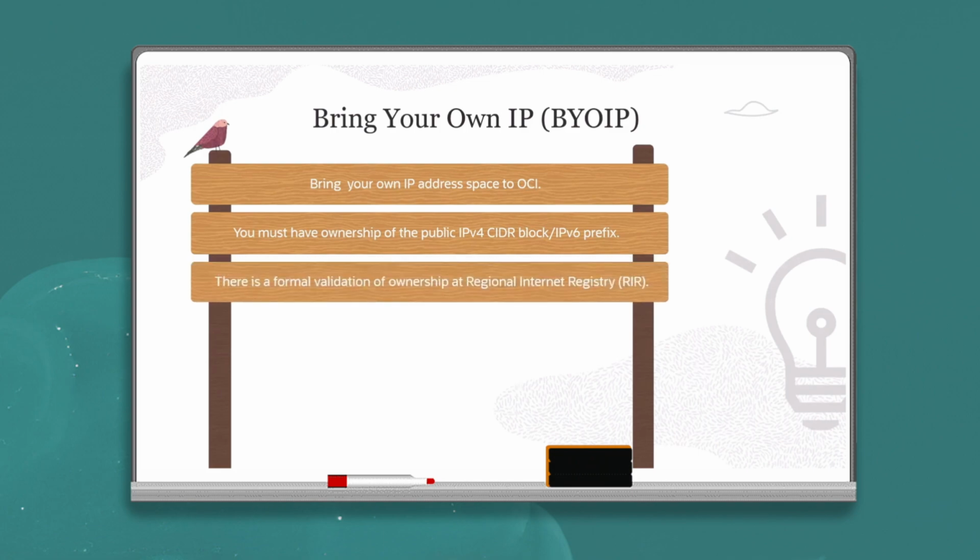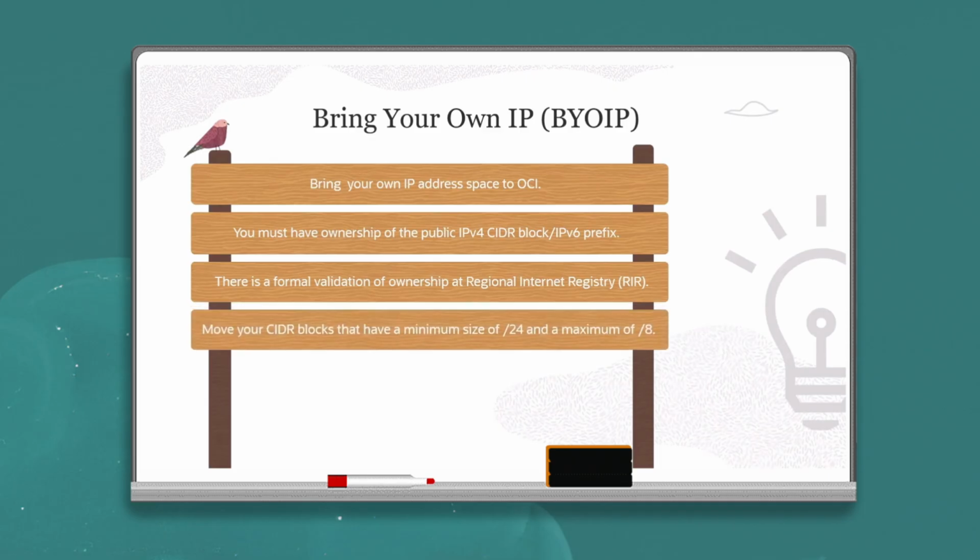I also talked about RIR, which is Regional Internet Registry. So the IP addresses that you plan to bring to Oracle Cloud Infrastructure must be registered with a supported regional internet registry. And Oracle is going to validate the ownership of your addresses at the regional internet registry.